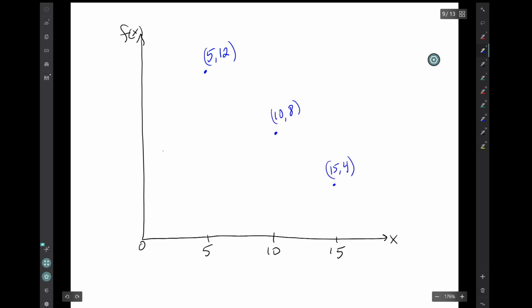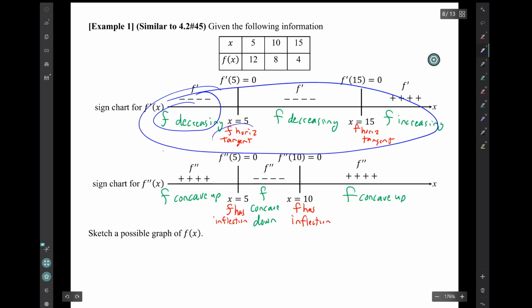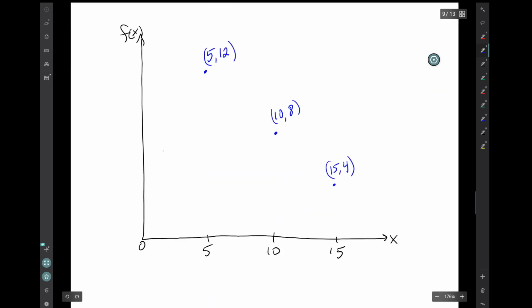Notice if that were all the information we had about the function, then the graph that we would guess would just be a line that connects these 3 points. That would be our simplest way of guessing what the graph of f looks like. But those 3 points are not our only information. Now we have to add this information. F decreasing, then horizontal, then decreasing, then horizontal, then increasing.